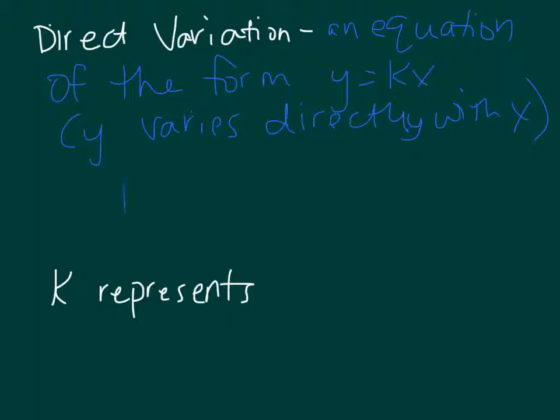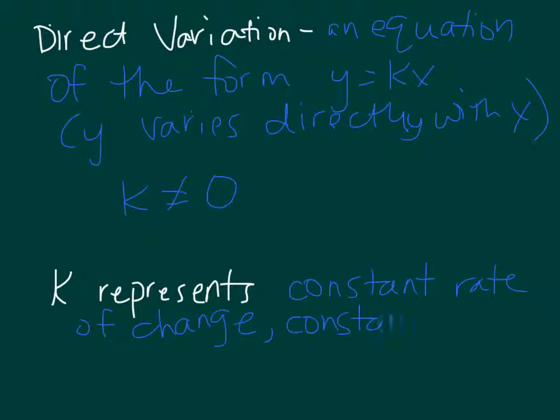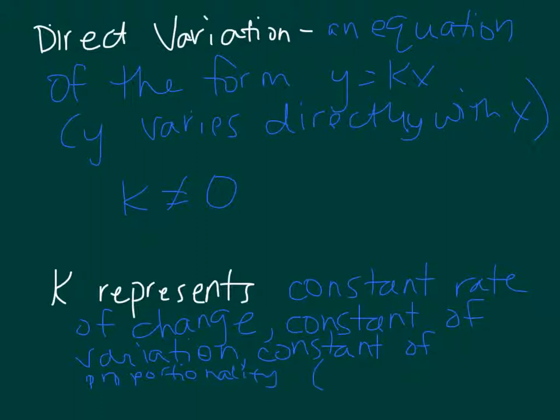One other thing to note is that k cannot equal 0. Otherwise, we don't really have much of an equation, just y equals a line. Okay, so k represents some different things. k represents what we call the constant rate of change. It also represents what we call the constant of variation. These are all just different ways of telling what k is. They all mean the same thing. It's also called the constant of proportionality. And what we oftentimes think of is that k is actually the slope of the line.